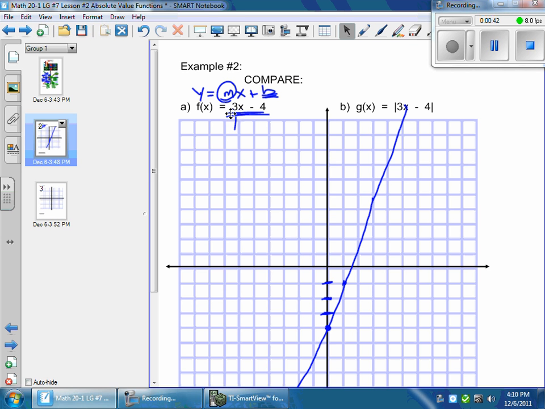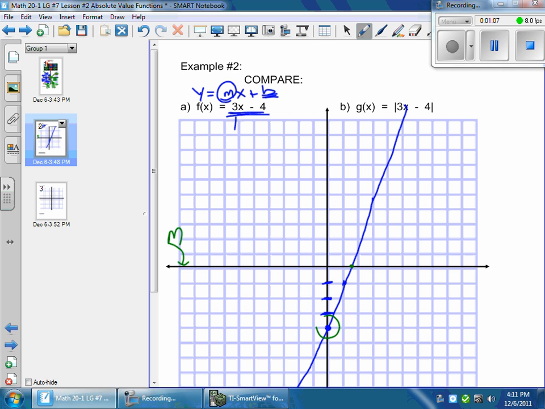Now, here's the cool thing. We have to do the absolute value function. Well, wait a second. All I can remember is that anything below this means that it's negative, so it gets the absolute value, or in grade 8 we called it the mirror, or in grade 11 here in Math 20 we call it the flip.